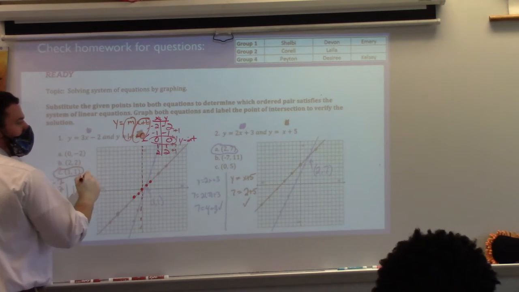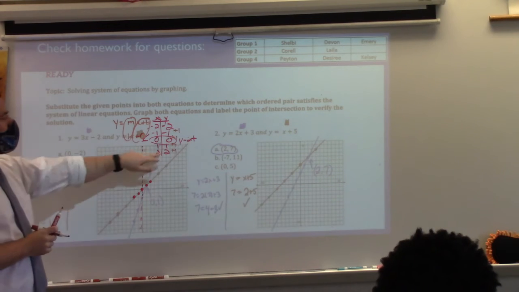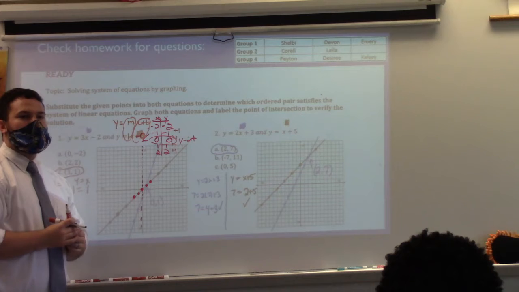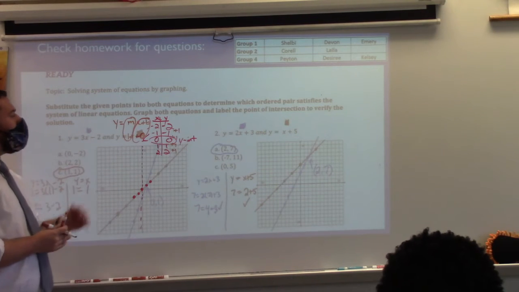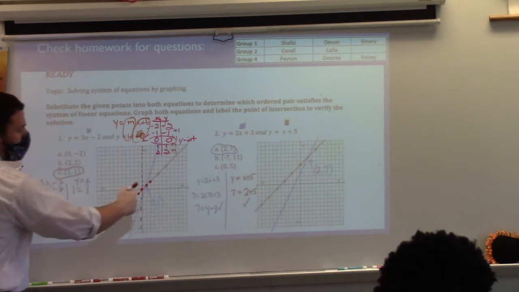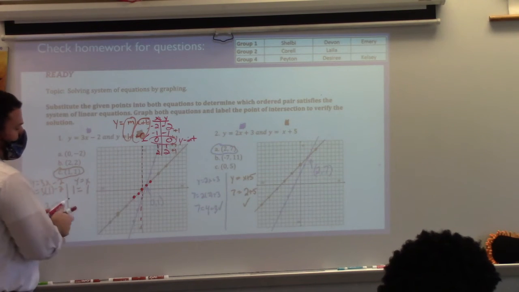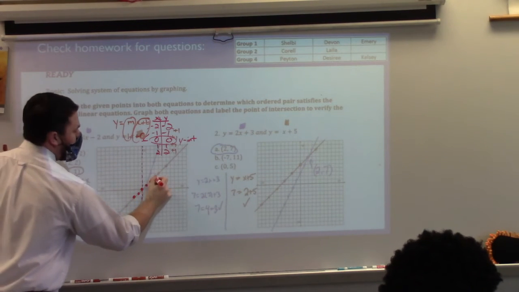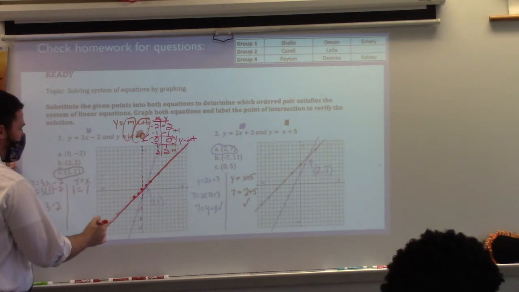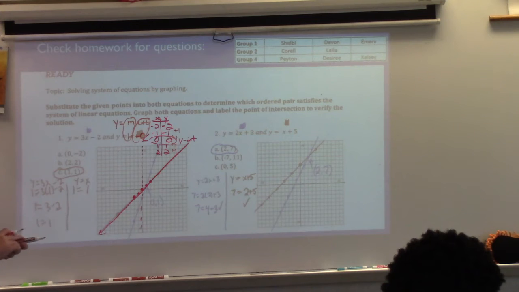0, 0, right? What was my y-intercept? 0, 0. So you can make a table, or you can just pay attention to the y-intercept and the slope. There's my y-intercept, there's my slope, there's my line. Multiple ways to approach it, you have to find one that works for you.